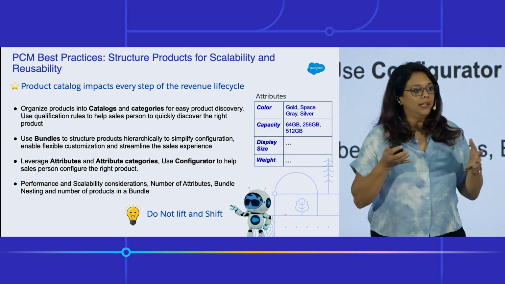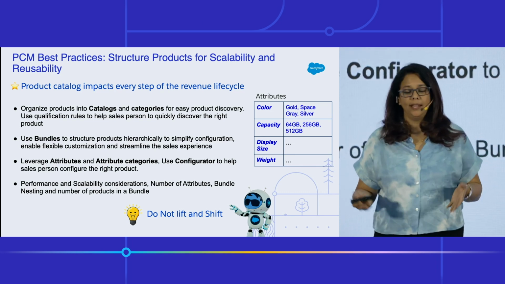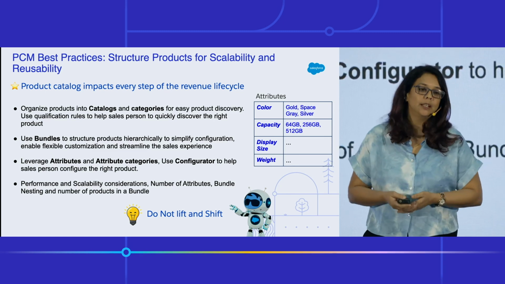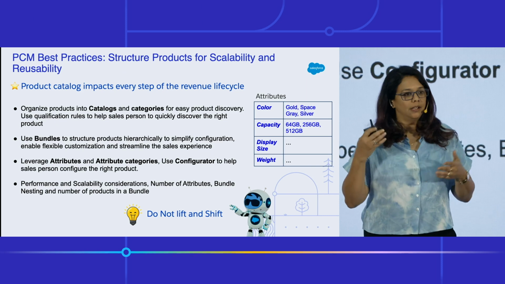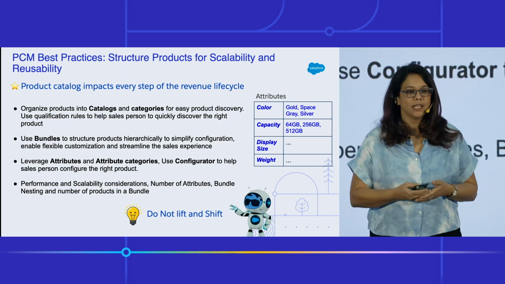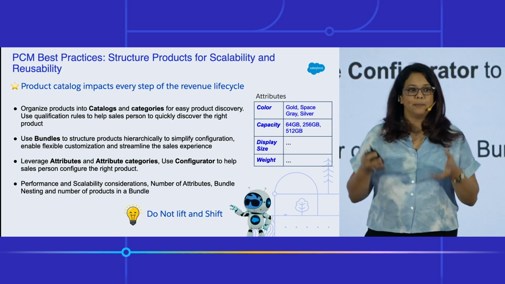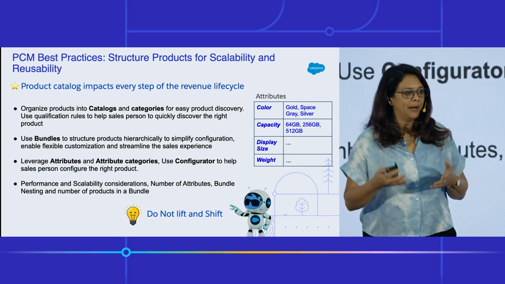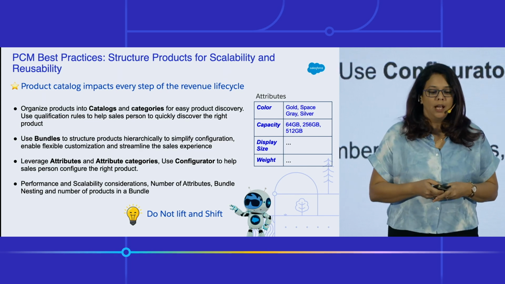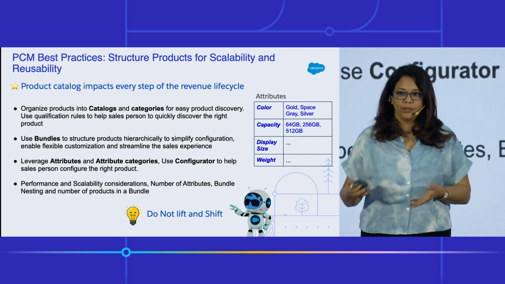So you have to have a lean and simple product catalog. And there are multiple things that are available in the product catalog management to help you do that. One is that you can have multiple catalogs, multiple categories. You all know bundles, but there are new reimagined bundles and a very good UI to set up the bundles. Leverage attributes and attribute categories.